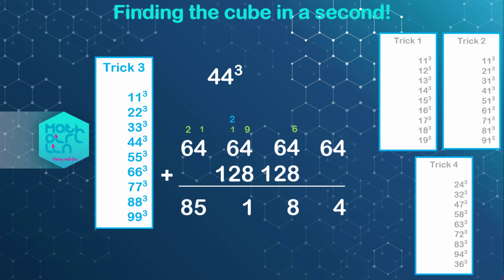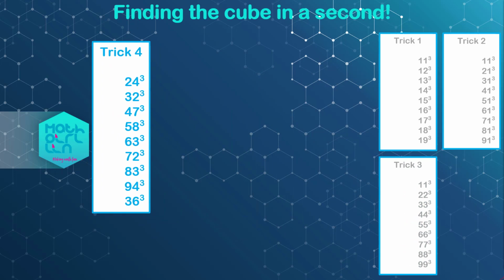44 cubed is 85184. All you have to do is practice your mental addition and you will be able to cube any two-digit number with ease. Now we can look at the final trick that can be used to cube any two-digit number. Most of the steps are the same as the previous trick, but the way you obtain the first 4 sets of numbers are different. This trick will require the most amount of practice.